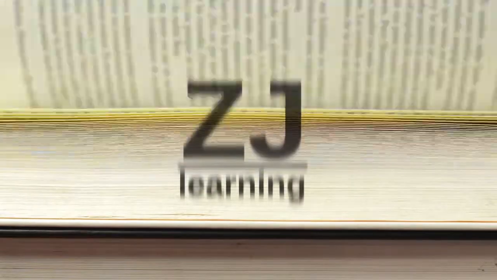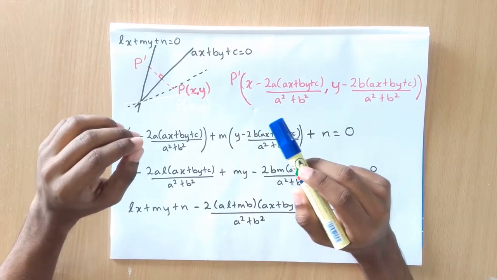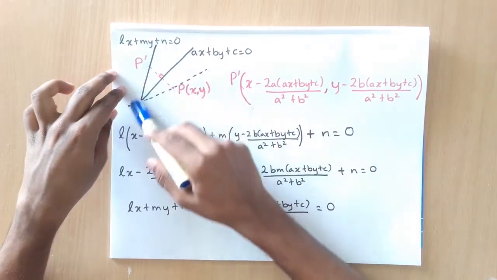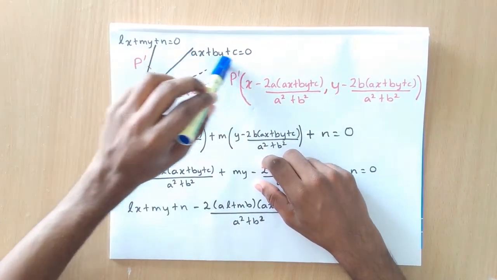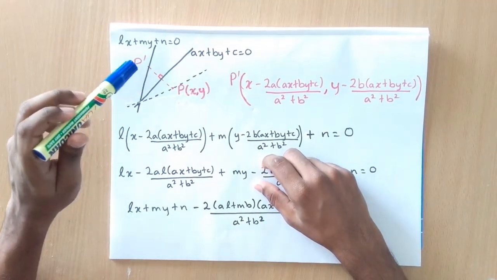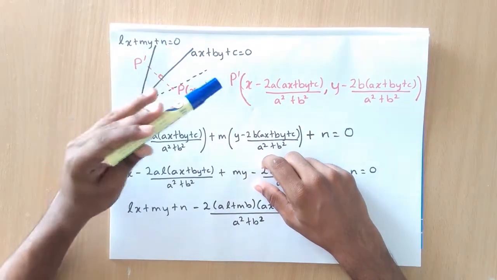Today we will learn how to find the image of a line with respect to another line. Now we are going to find the equation of the image of this straight line Lx + my + n = 0 relative to the straight line Ax + by + c = 0. This straight line will basically be acting as a mirror.